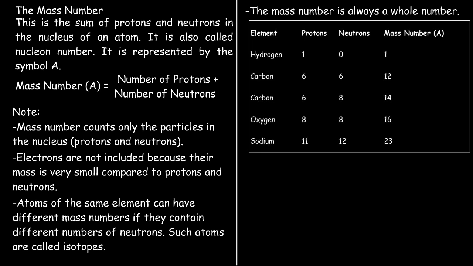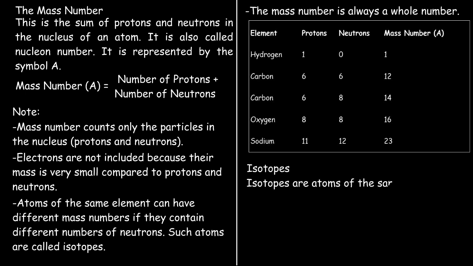We have hydrogen with 1 proton and 0 neutrons, and the mass number will be 1 plus 0, which is 1. We also have carbon with 6 protons and 6 neutrons, and the mass number will be 6 plus 6, which is 12. Also, we have oxygen with 8 protons and 8 neutrons, and the mass number will be 8 plus 8, which is 16. And we have sodium with 11 protons and 12 neutrons, and the mass number will be 11 plus 12, which is 23. Now, the last concept we'll briefly discuss is isotopes.